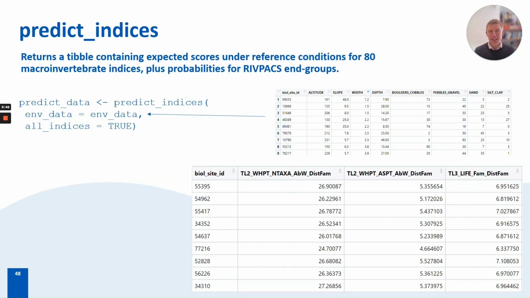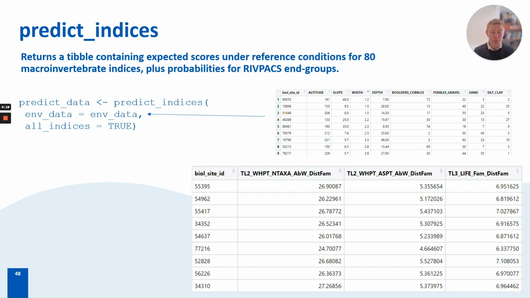Running the predict indices function from the HE Toolkit is really quite straightforward. All we need to feed it is a table containing the environmental base data for all of the invertebrate sampling locations of interest. This is the environmental base data that we generated using the import env function earlier. On the slide, the table at the top shows an example data set, with environmental data for 9 different sampling locations. We feed that into the predict indices function, and the output is shown at the bottom of the slide.